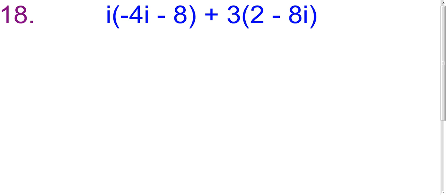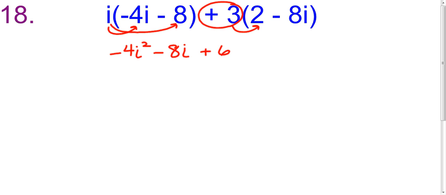Okay, and then I'm going to skip this one, and we're going to go here where we just sort of combine a couple of our rules. So I'm going to, again, need to distribute and then combine some like terms. So I have i times negative 4i, which gives me negative 4i squared. And i times negative 8 gives me negative 8i. And then I have a positive 3 times 2, which gives me 6. And 3 times negative 8i gives me negative 24i.